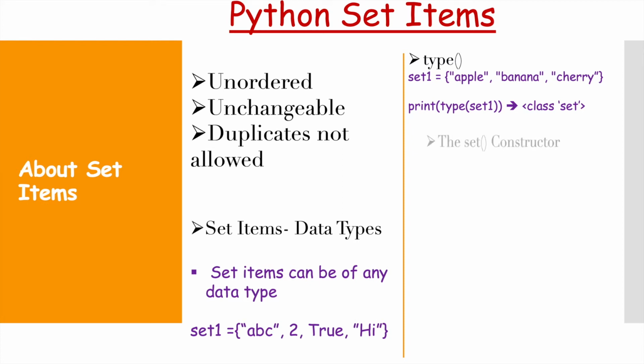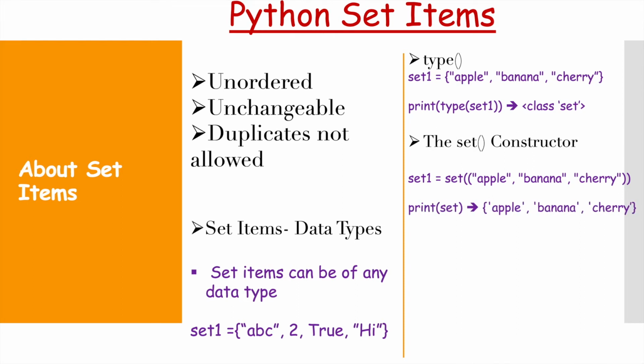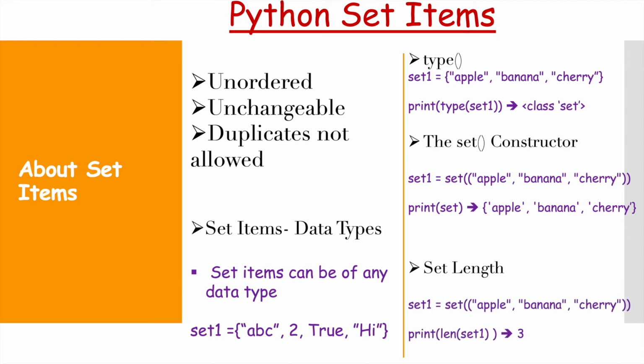Let's see about the set constructor. Another way of creating a set is using the set constructor. Here is an example where you're using the set constructor to create a set. You are using 2 rounded brackets, one is for the constructor and one is for the values. When you are printing this, you are getting the items of a set. Now how to check the set length? Simply create a set and then use the len function. You are going to get the number of items within the set.